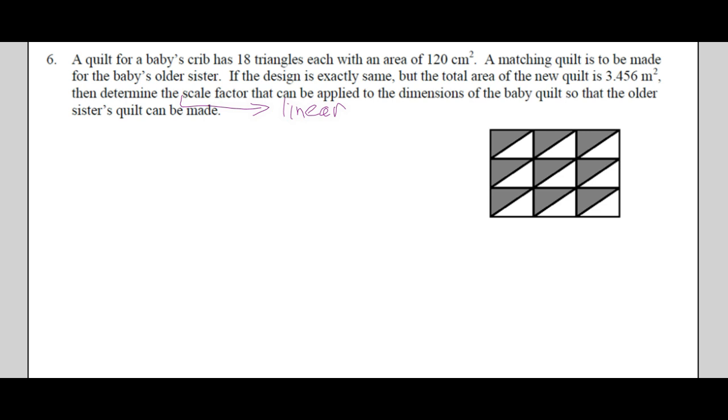So the original quilt, each triangle has an area of 120 square centimeters, matching the design size of the total area of the new quilt. So we have 18 triangles, so the original quilt area is 18 times 120. What's 18 times 120?